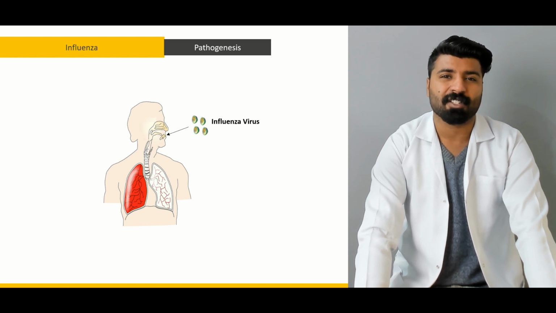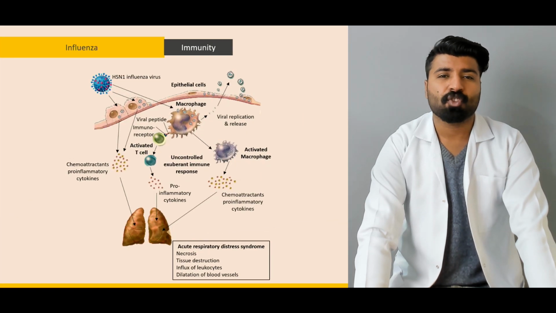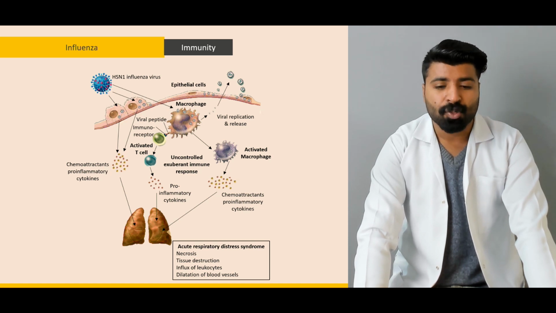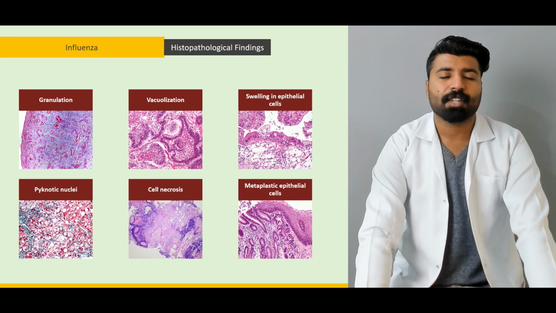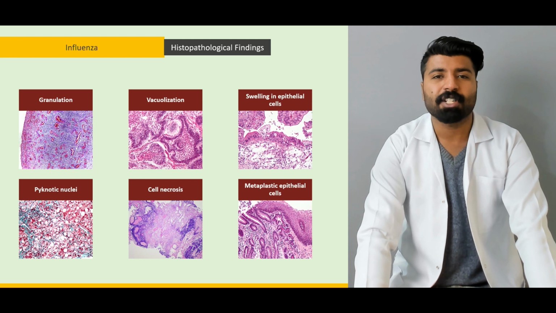influenza clinical manifestations. Next, we're going to talk about what role immunity plays in this whole scenario. When this virus gets entry into your body, how does immunity respond, and how does immunity even lead to necrosis, tissue destruction, influx of leukocytes, and in some cases dilation of blood vessels. Next, if we take a biopsy or a sample of the place which is being affected, what histopathological findings will you look for? We're going to talk about each and every one of them.